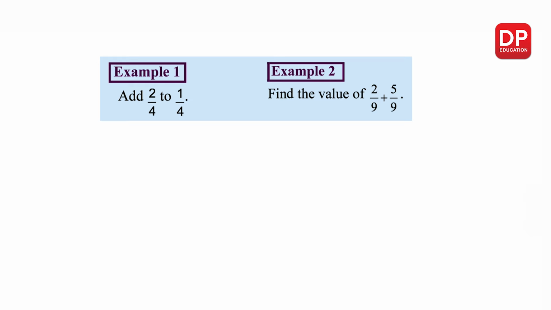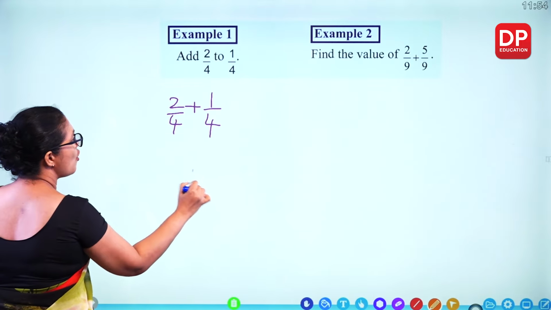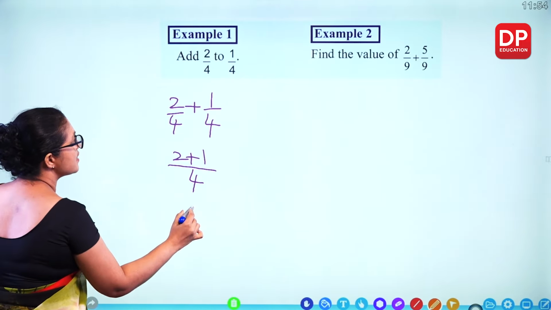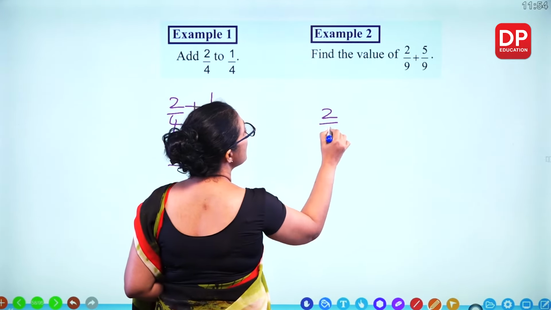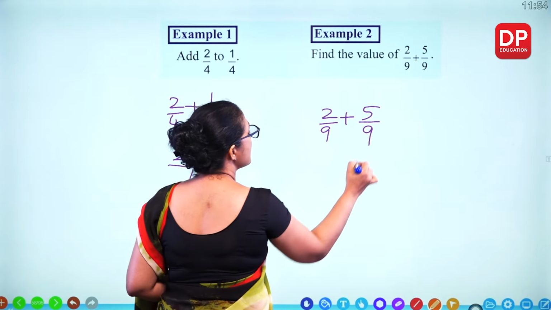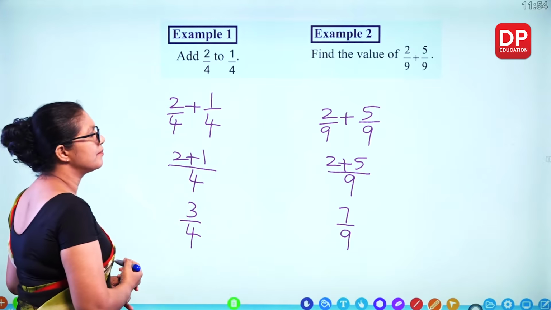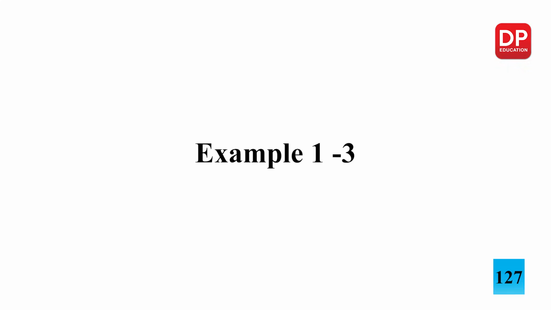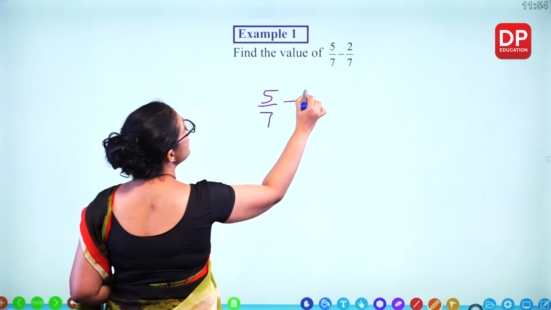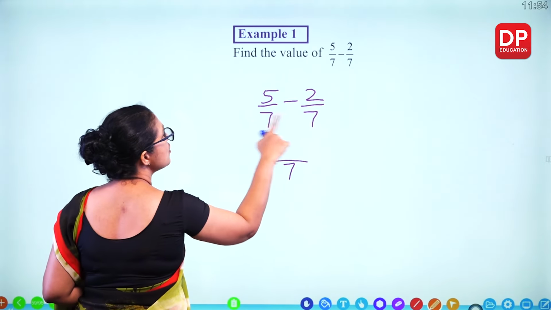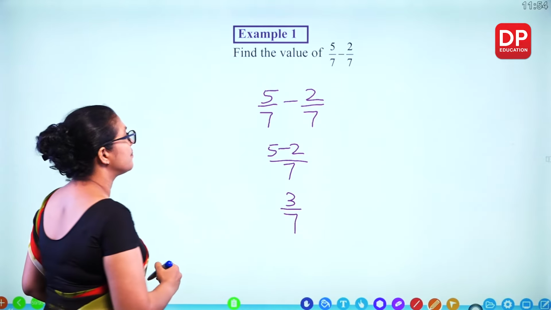Example number 1, add 2/4 and 1/4. Same denominator, just add the numerator. So you get 3/4. Find the value 2/9 plus 5/9. Same denominator, you can add the numerator. 7/9. Example number 1. Find the value of 5/7 minus 2/7. Same denominator, you can subtract the numerators. 5 minus 2 is 3.